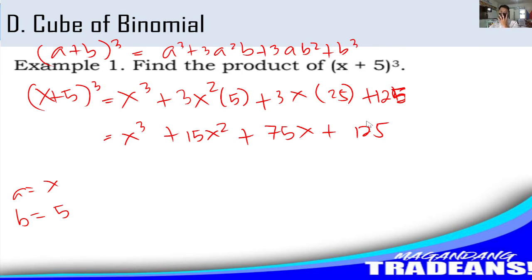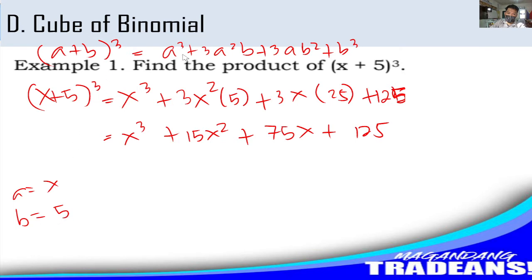Ulitin ko, paano to siya gisolve? So, meron tayong given na formula. Ito po yun siya. The quantity A plus B raised to the power of 3 is simply A cubed, plus 3A squared B, plus 3AB squared, plus B cubed. So, how do you know if this is A or B? The first number and variable is A. The second number is B. Okay? So, A is X, B is 5.